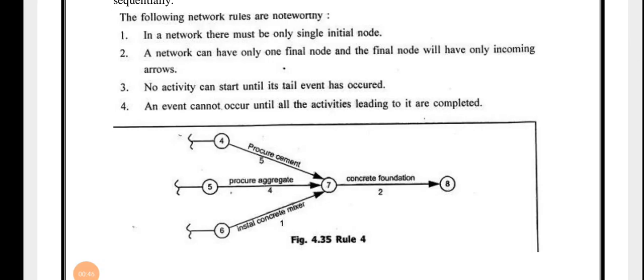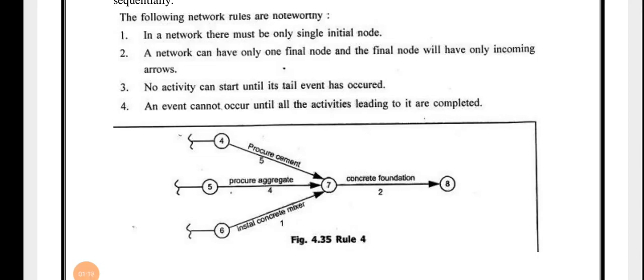Second one, a network can have only one final node, and the final node will have only incoming arrows. So whatever network is drawn by us, that consists of only one initial activity and one final activity. There is no multiple initial or multiple final activity, only one initial and one final node.